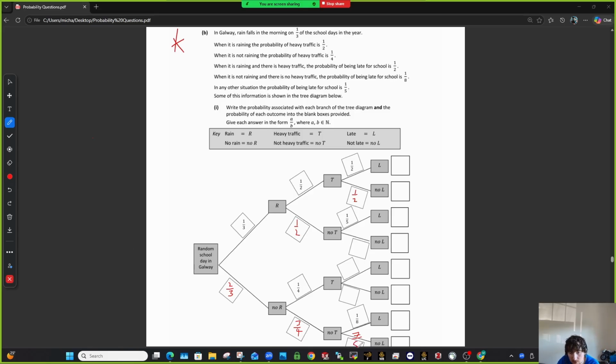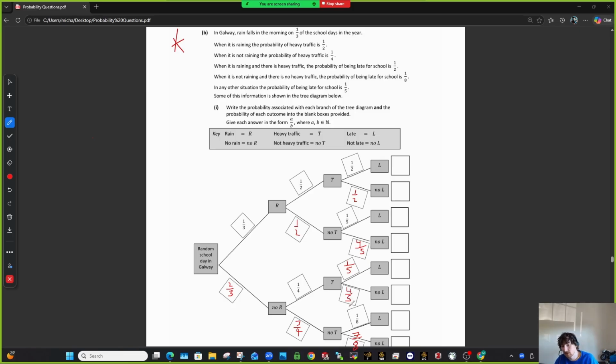I wish I had a bit more room here. I suppose I can start writing down there. So that's 7/8. There's one more here. In any other situation, the probability of being late for school is 1/5. So they helped us a lot. They actually wrote one of the 1/5s here to show us how it would go down. So that means that's 4/5 there. And this will also be the same thing. This is another situation. That's 4/5, 1/5, and then this is a 4/5.